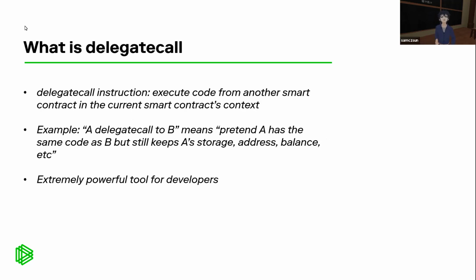The answer is the delegate call instruction, which says, given the current smart contract, execute the code of another smart contract in the current context. For example, if we say A delegate calls to B, we mean that pretend A has the same source code as B, but still maintain A's storage, address, balance, and other attributes. This is obviously very powerful for developers, but as with all powerful tools, it needs to be used very carefully, or else things, again, might blow up in your face.